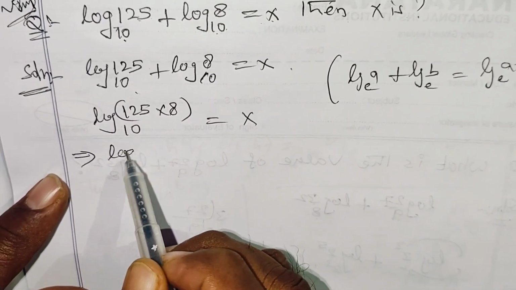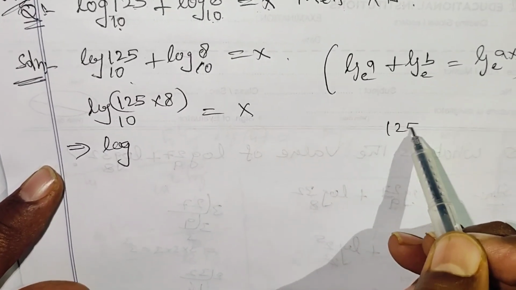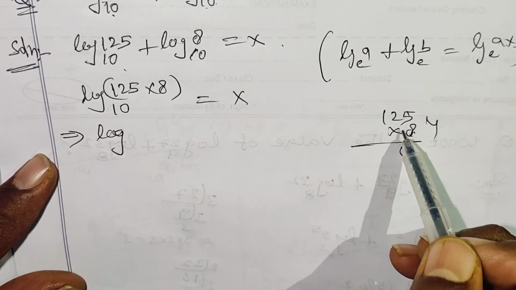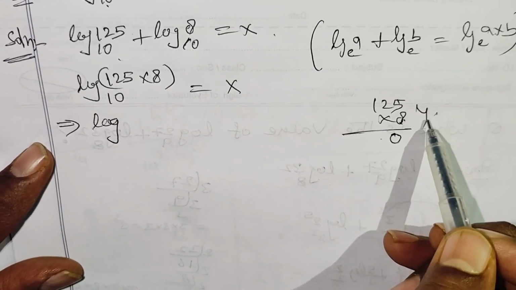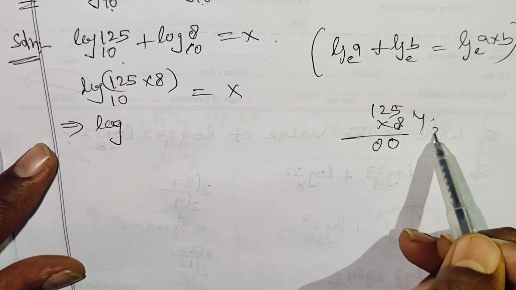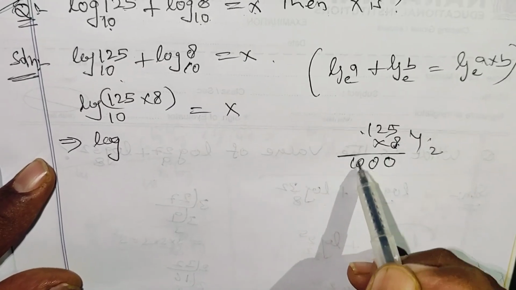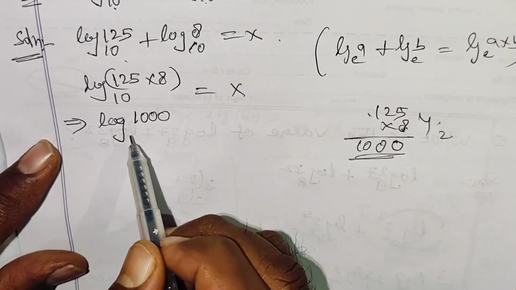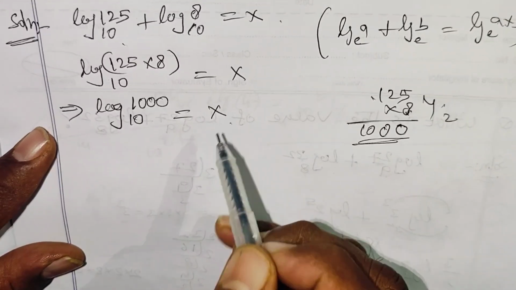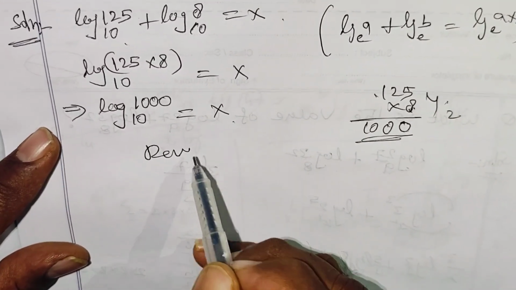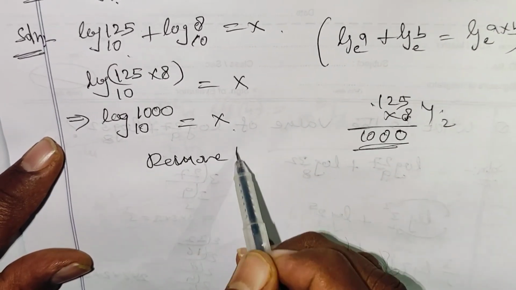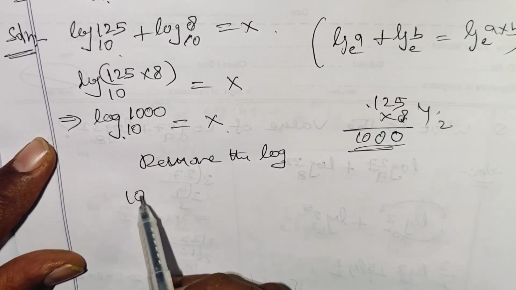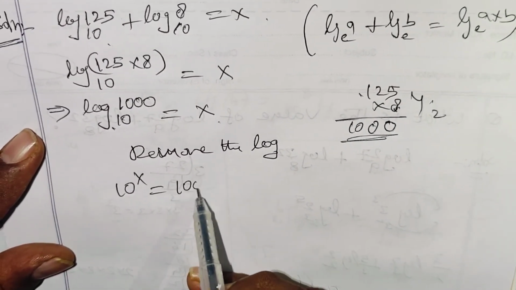Log 125 into 8 is equal to 40, 4 0, 8 16, 20, 2 0, 8 1 8, 10, 1000. Log 1000 base 10 is equal to x. Remove the log. Ten to the power of x is equal to 1000.